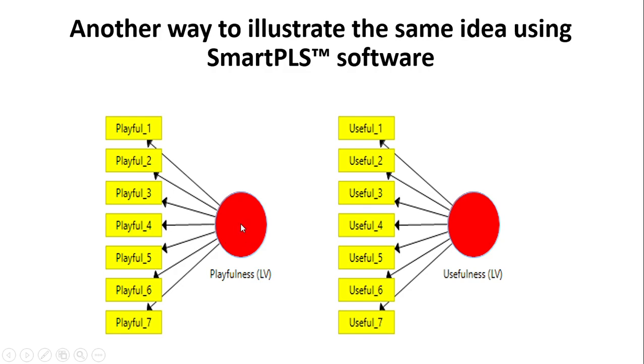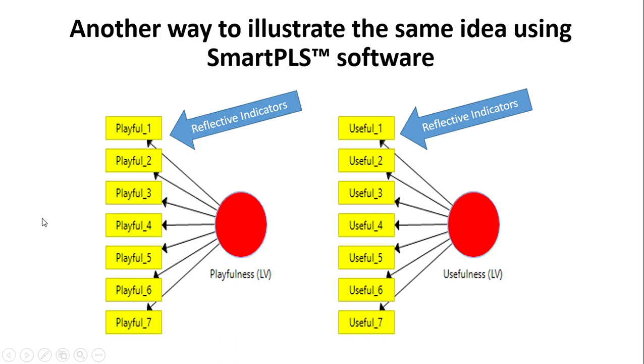Can we say that playfulness is reflected by these 7 items as well as usefulness is reflected by these 7 usefulness items? Yes, very good. In other words, these 7 items reflect playfulness, whereas these 7 items of usefulness reflect another latent variable. Because these yellow ones reflect their latent variable, that's why they are also known as reflective indicators.